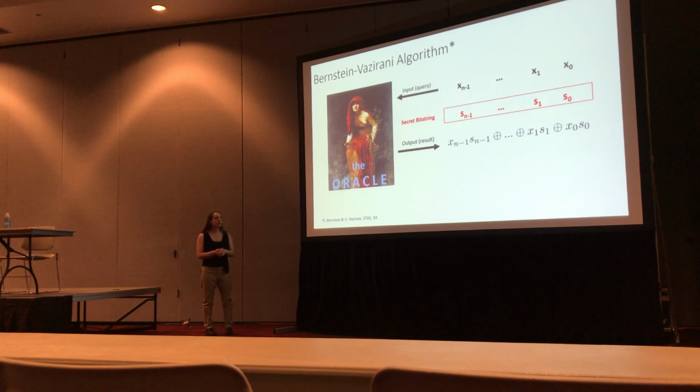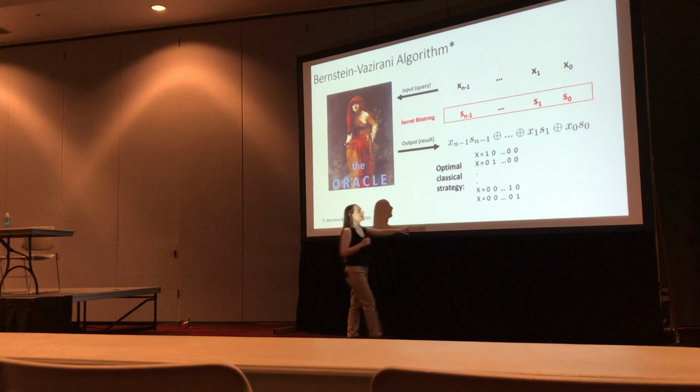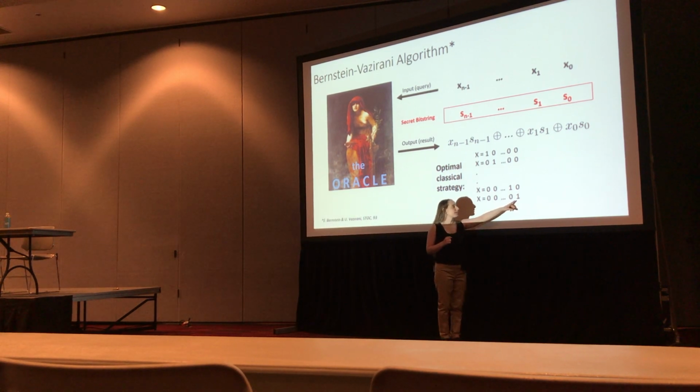Really the only way that I can use it is to go through and with a separate query figure out what each bit is. So what I'm going to give it for each query is all zeros except the one bit that I'm trying to figure out. And then it's going to multiply all of these by the bit string, and so it's going to get zeros for all of these except the one that I'm asking about.